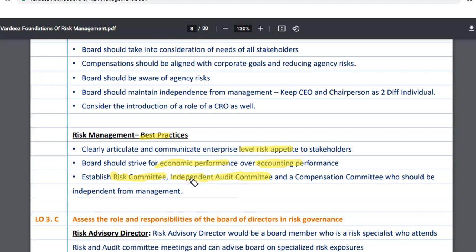The audit committee should be independent, and so should the compensation committee, independent from the management. If the compensation committee is from management, of course they will give more payments to management. So this is something we need to take care of. The compensation committee should be a different committee and should be independent. It should not get under pressure from the management. Okay, keep this in mind.